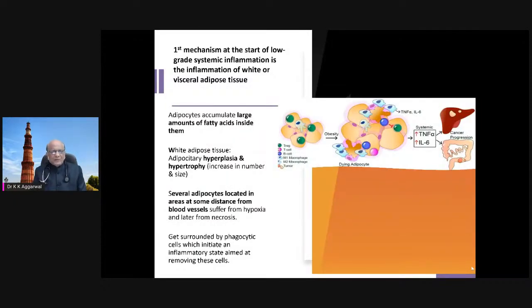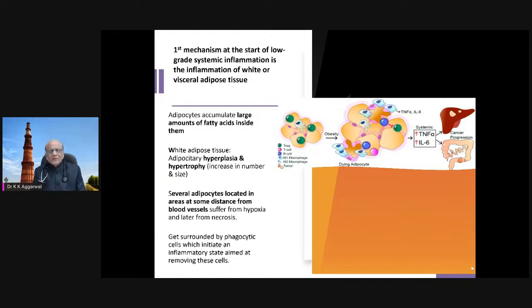Now see what happens. The first mechanism is low-grade systemic inflammation. Remember, this is called low-grade systemic inflammation. It is not a local inflammation. It is the inflammation of white or visceral adipose tissue. So the first step is that my visceral cell will become obese. You can see in the slide, the cell becomes obese.